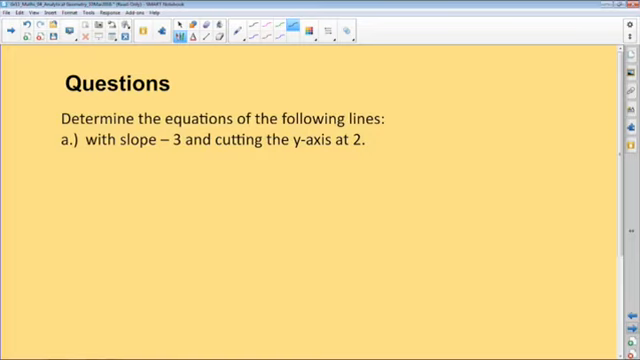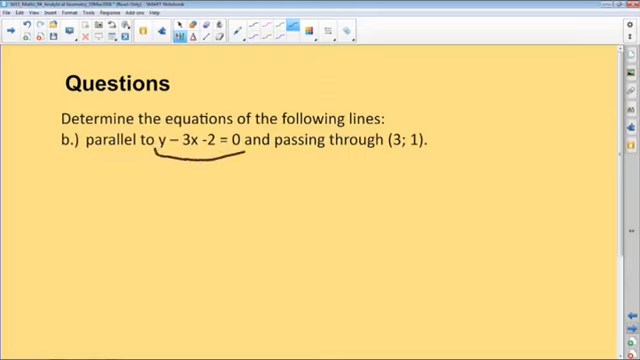All right. Now, you need to determine the equations of the following lines. Okay. The first one is with a slope of minus 3 and the y-cut of 2. And then the next problem, okay, you can take it down quickly. Determine the equation of the line which is parallel to this line, y minus 3x minus 2 equals to 0, and passing through 3 and 1. So we'll work with those two problems.